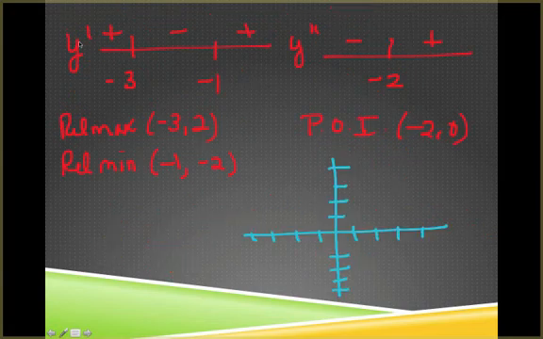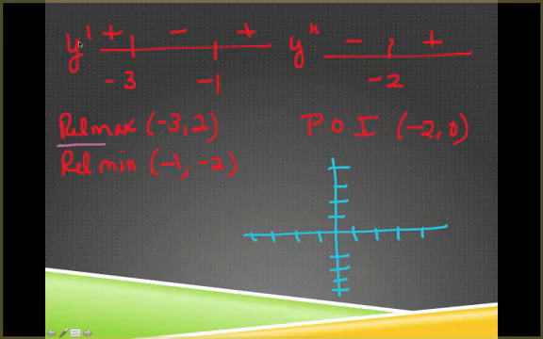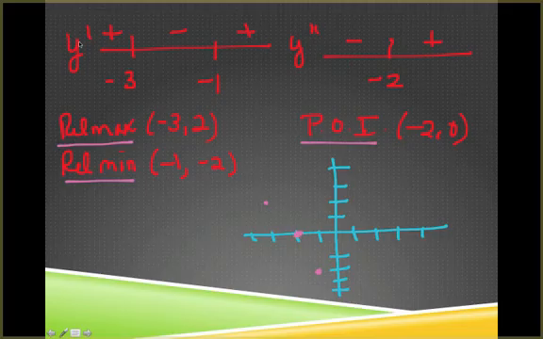Now the last thing that I want to do is take everything we've done up to this point and go ahead and combine it into one graph. So I went ahead and rewrote our sign charts and our relative maxes and mins. Now the first thing I would suggest you do is start by plotting the points that you have. So you have a relative max, a relative min, and a point of inflection, which are going to give you 3 ordered pairs. So if I go to -3, 2, plot a point there. Go to -1, -2, plot a point there, and then -2, 0, and plot a point there.